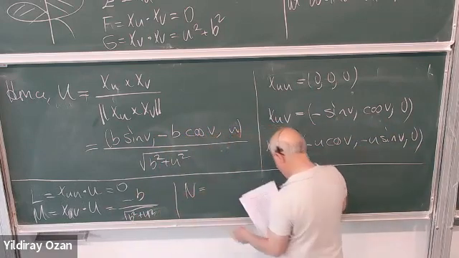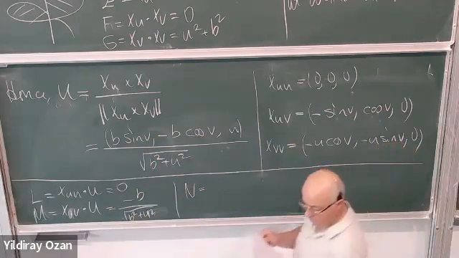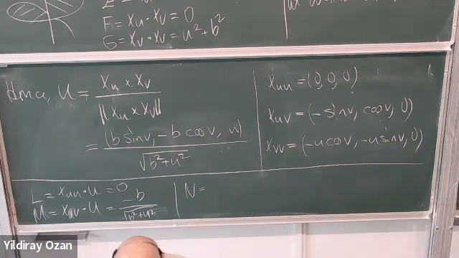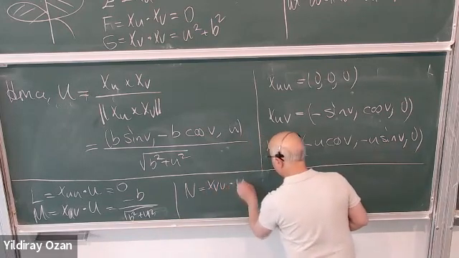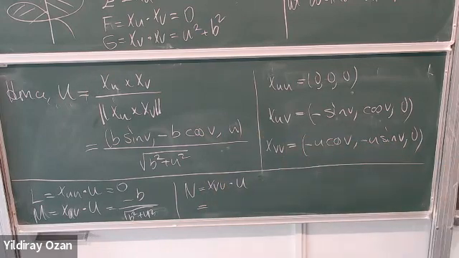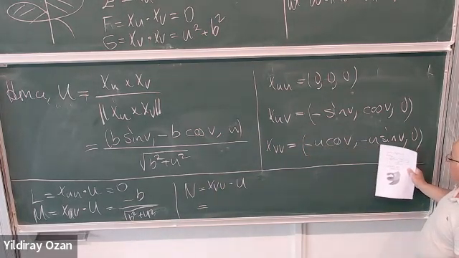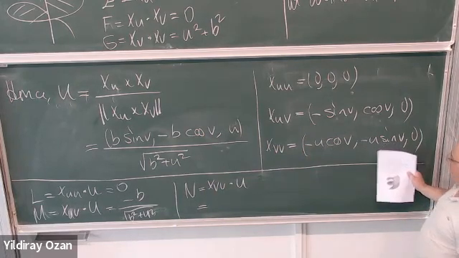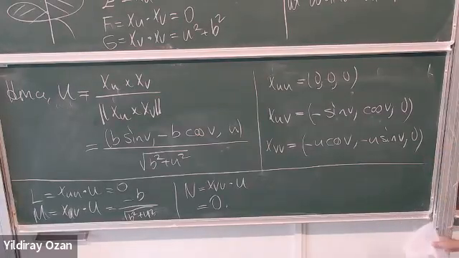And what about N? It is x sub VV dot product with U. And what is this? Yeah, that is 0, right? Minus sine cosine plus sine cosine. Yes, this is 0. Okay.